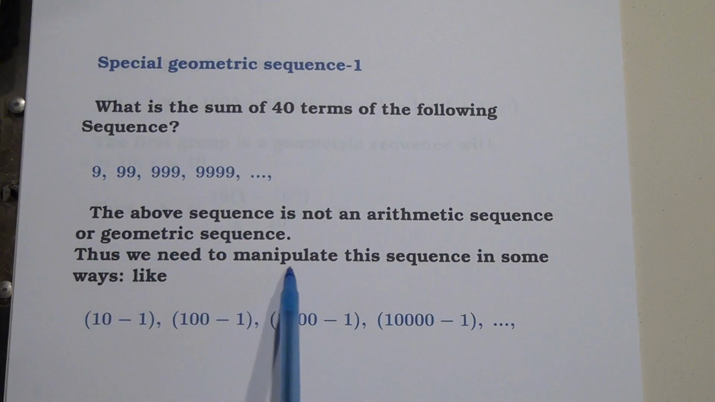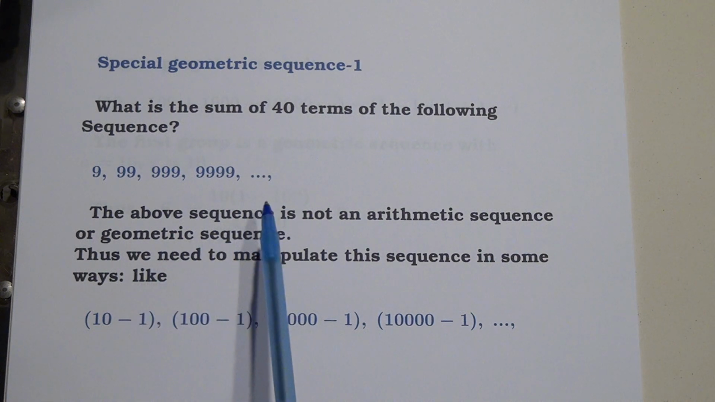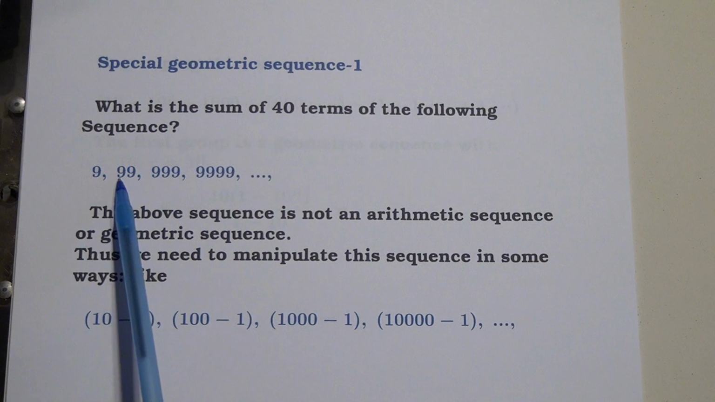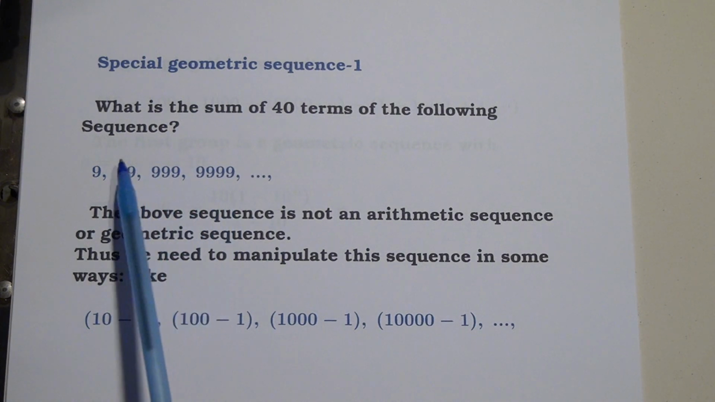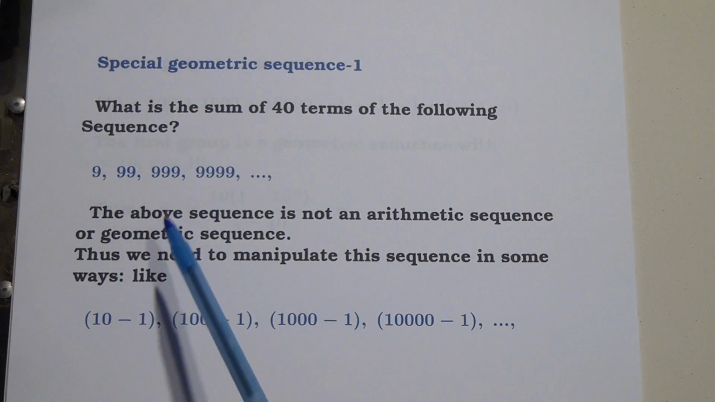Thus, we need to manipulate this sequence in some way. So we try to manipulate the values: 9, 99, 999, 9999. Is there some pattern we may think about?